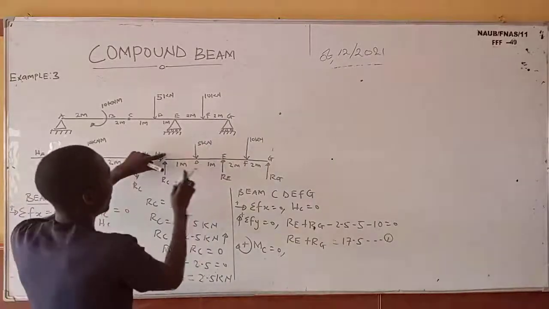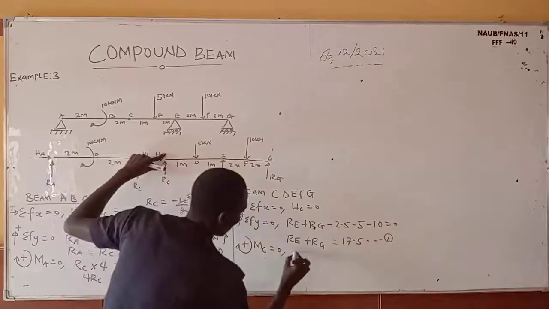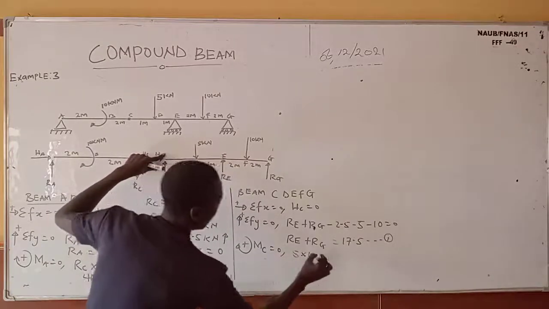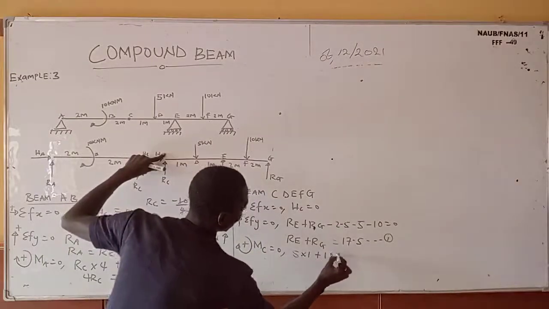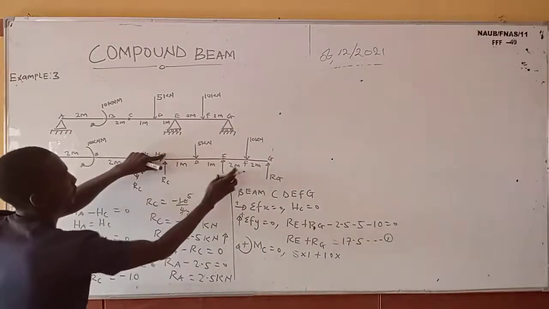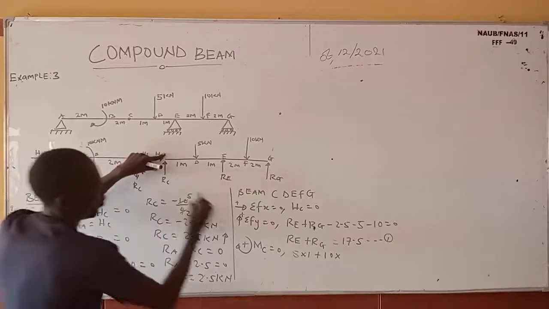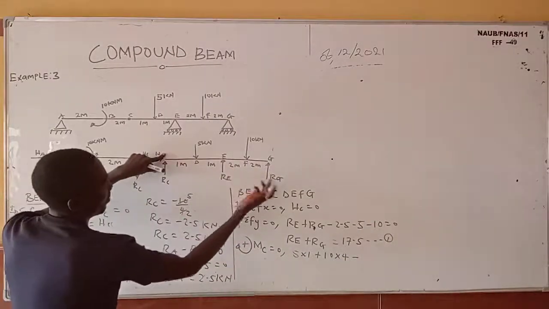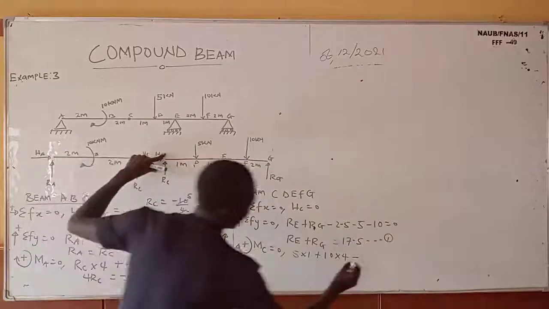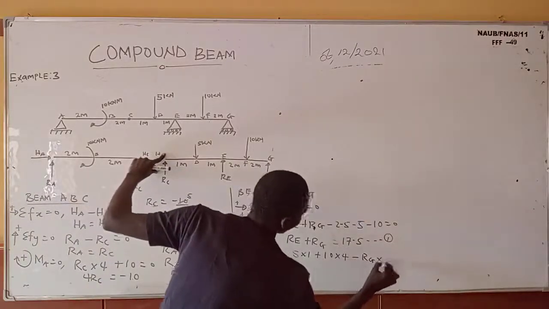It means 5 times what? 1. 5 times 1 plus 10 times the distance it covers. What is the distance? The distance is, from here, 2 plus 1, 3 plus 1, 4. Minus, let's start with this, ROG times the total distance.